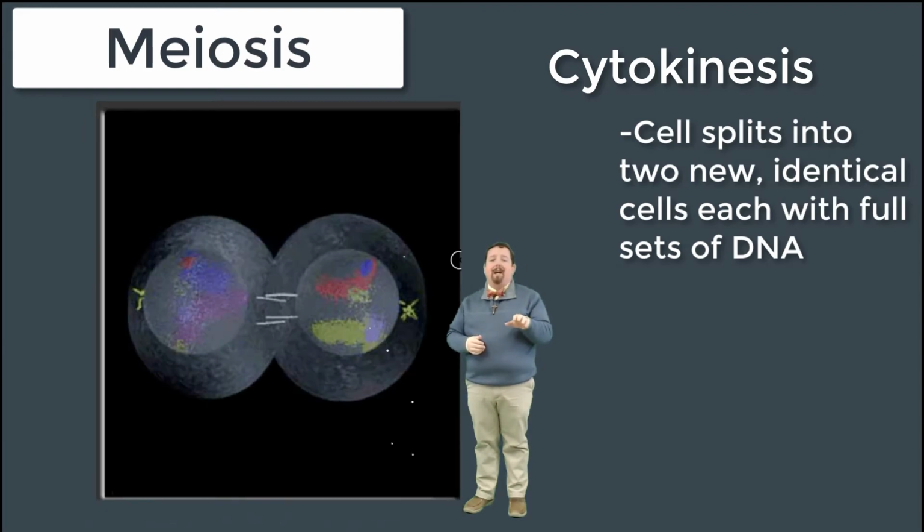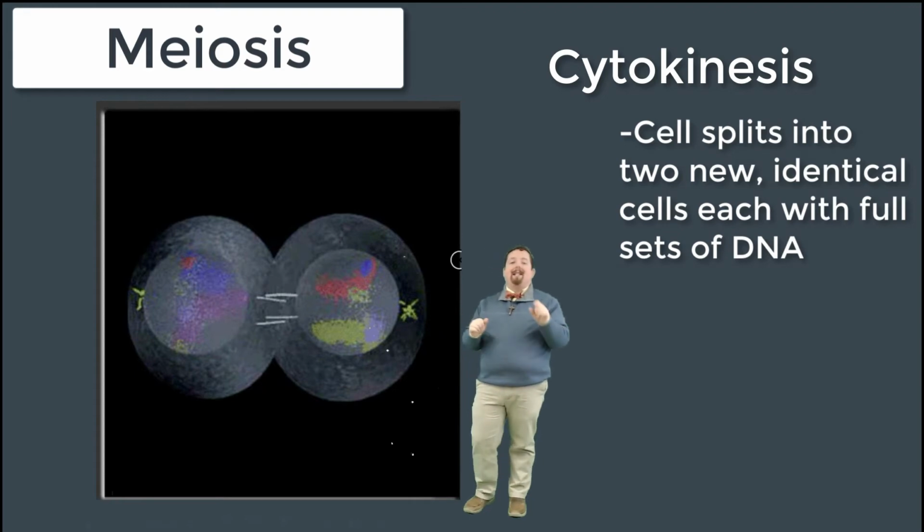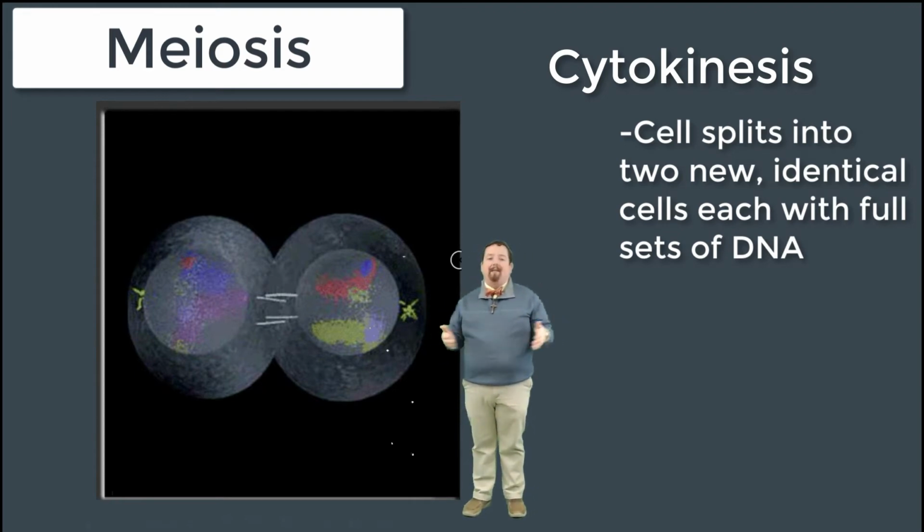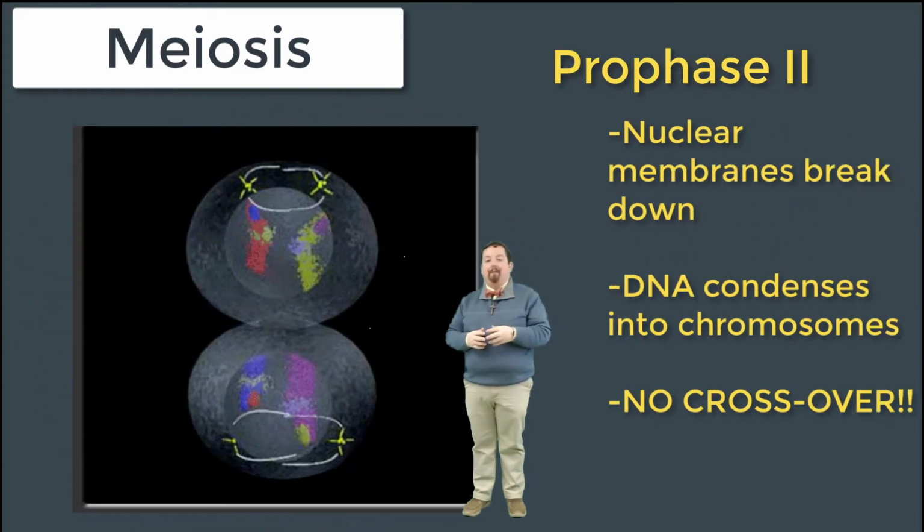Now we have two cells, each with a full set of DNA, but they're not identical. We skip interphase, because if we go through interphase, we would double the DNA, and we don't want to double it this time. We want to take our full set of DNA and divide it by 2, so we end up with a half of a set of DNA. So after cytokinesis and the whole meiosis 1 process, we go straight into prophase 2.